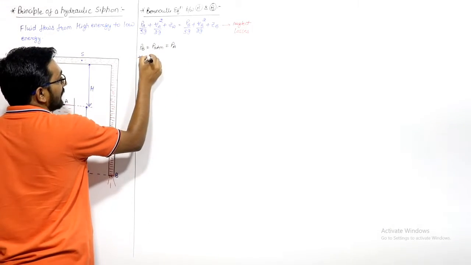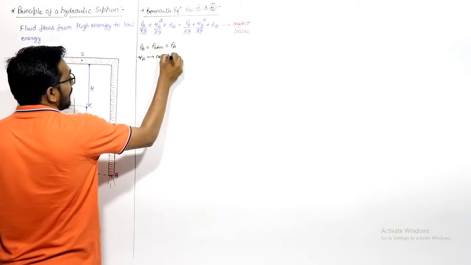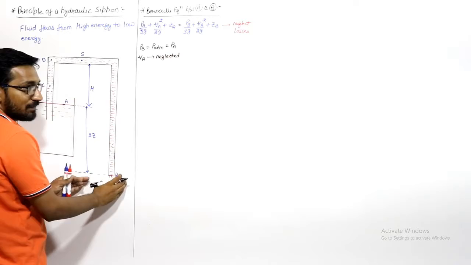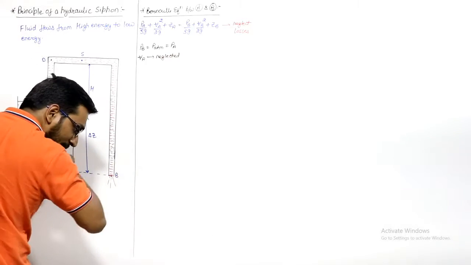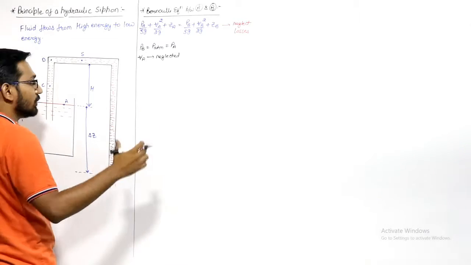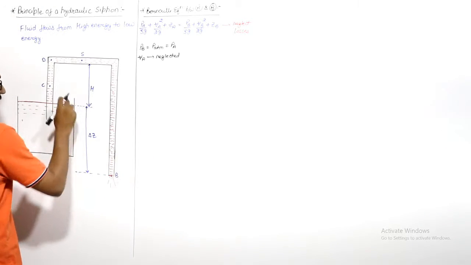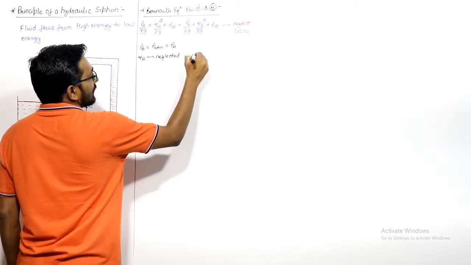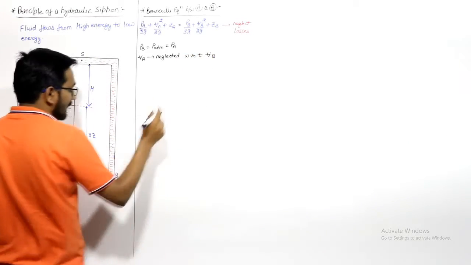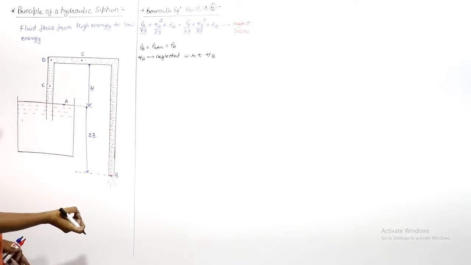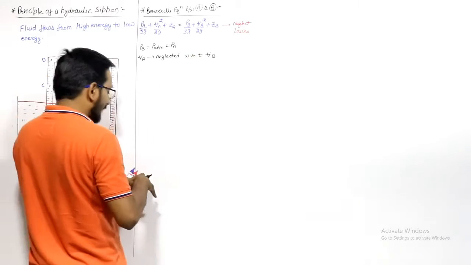Velocity at point A can be neglected, right? Because here the area is more with respect to point B. Here the area is less, so the velocity is more. If you apply the continuity equation between here and here, the velocity at point A can be neglected with respect to the velocity at point B, because here the area is less, so the velocity is more. Here the area is more, so the velocity is very less. So I can neglect it.